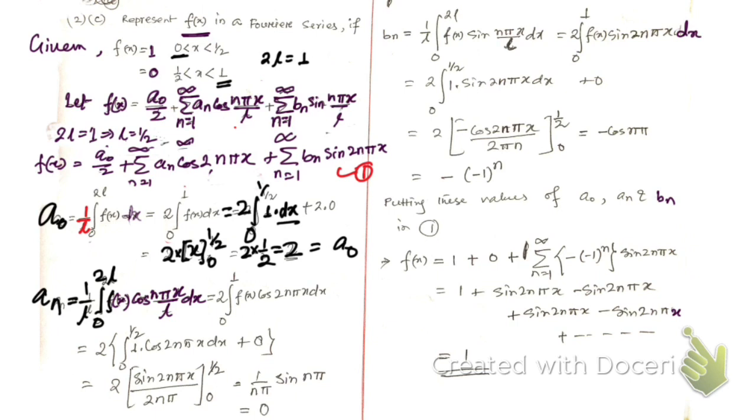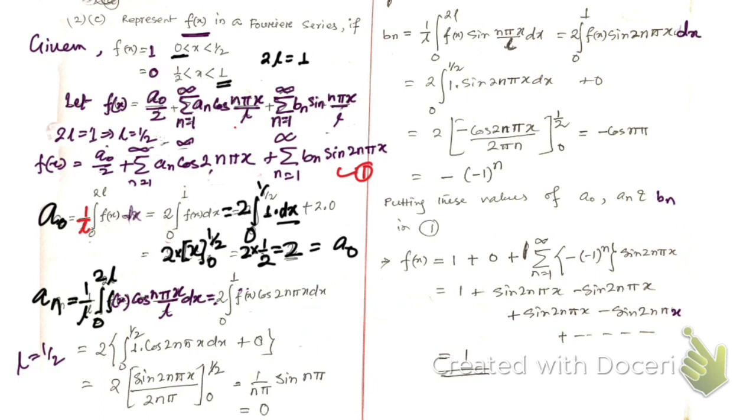So similarly, if we replace L is equal to half, then this is equal to 2 times the integration from 0 to 1 of f of x cos twice n pi x dx. That is what we're going to have, right? So hope you have understood this. What I have written is nothing but 2 integration 0 to 1 f of x cos 2n pi x dx.